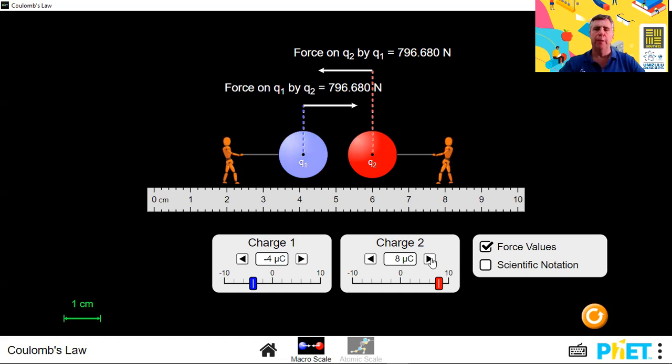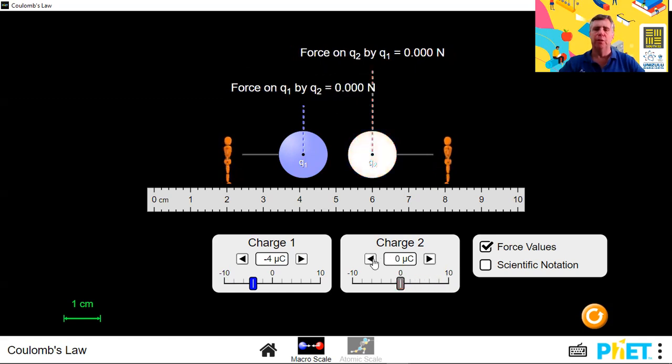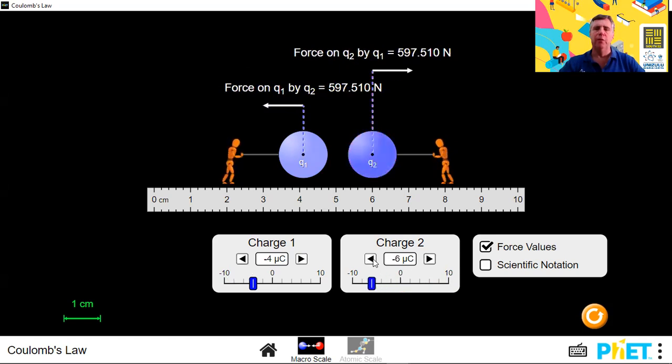Same for Q2, if I make it more positive, again, from 8 to 10, the force increases. If I make it smaller, the force gets smaller. If I make it 0, then there's no force. And if I make it negative, now you can see the people are struggling to hold the charges together because the charges are trying to push apart. Okay, so let's go back to where it was.